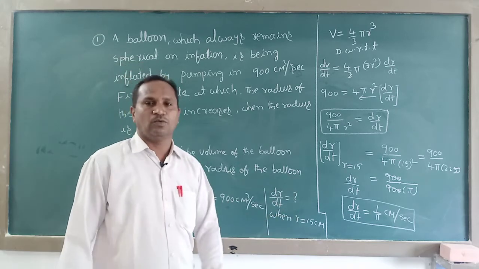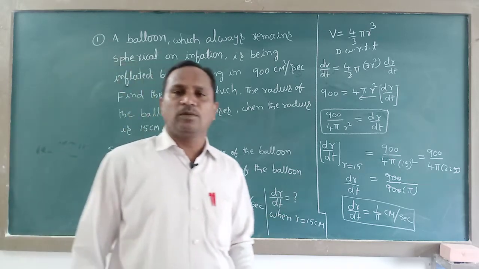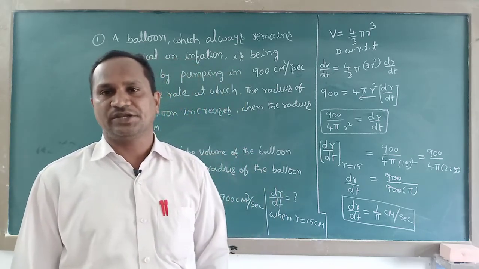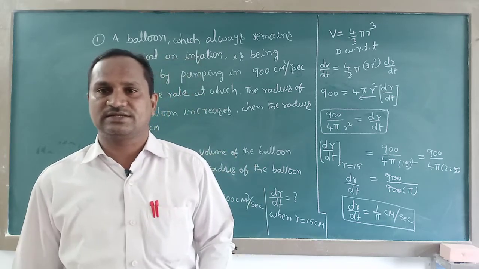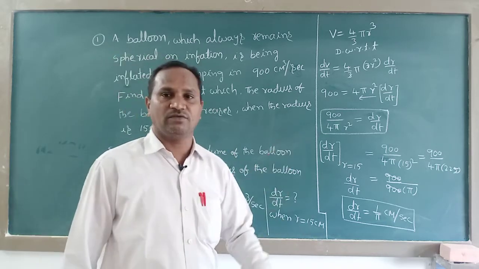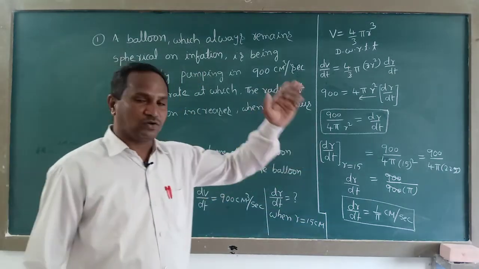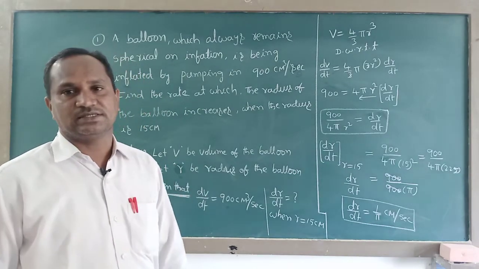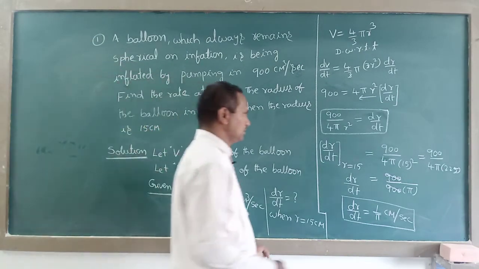Like that we are giving the solution for this question, because all these problems are very easy, but you must and should know the formulas of mensuration. Without knowing mensuration, we can't solve all these questions. Like that we are solving this question, and finally we got the answer for this question: 1 by pi centimeter per second. Now we are going to solve another question.